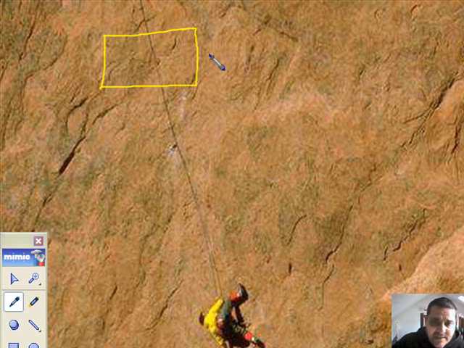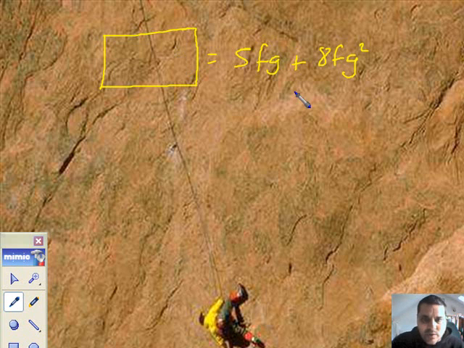So the area is 5FG plus 8FG squared. Now remember, I'm trying to find the dimensions eventually. In other words, what goes there and what goes there. So if I factorise that, I can't take a common factor out with the numbers. I can take an F from you and an F from you, a G from you and a G from you. Right, so I'm going to take out an F and a G.